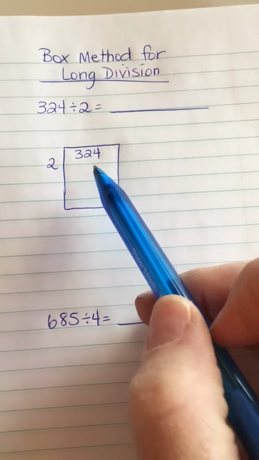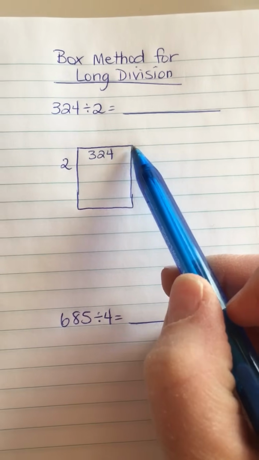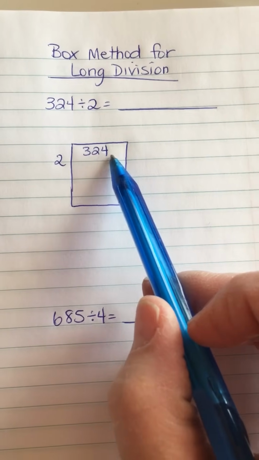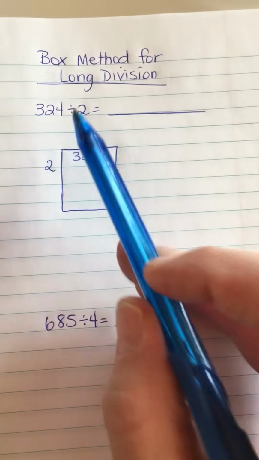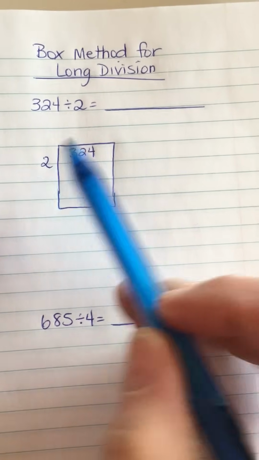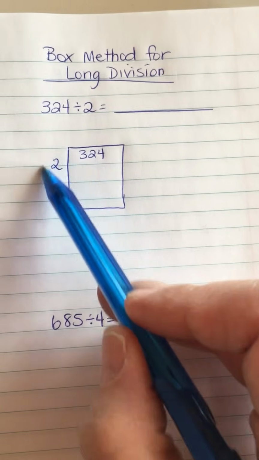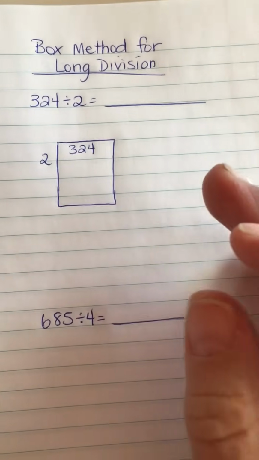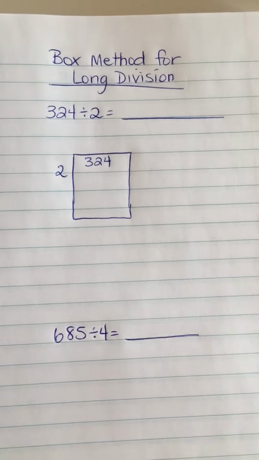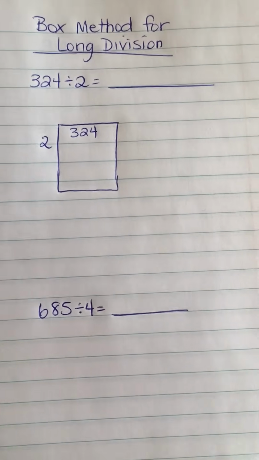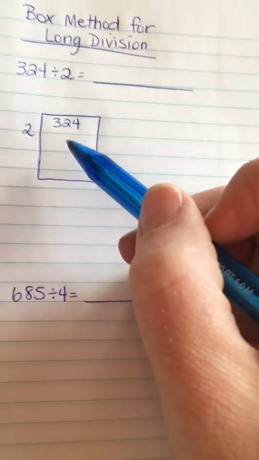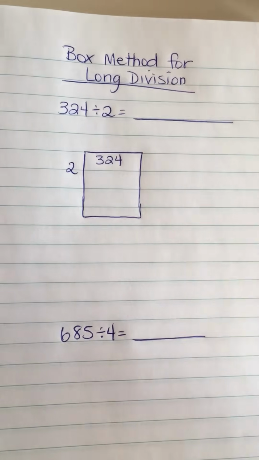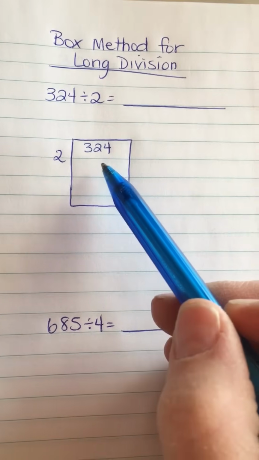So what we need to do first of all is set up our box. So we're going to draw our box. We'll put our dividend 324 inside the box and put our divisor 2 on the left-hand side. Now we're going to subtract multiples of 2 from our dividend. Our goal is to get to 0 or as close to 0 as we can get. So what's an easy multiple of 2 to subtract? And we can choose any multiple we want here as long as it's lower than 324.